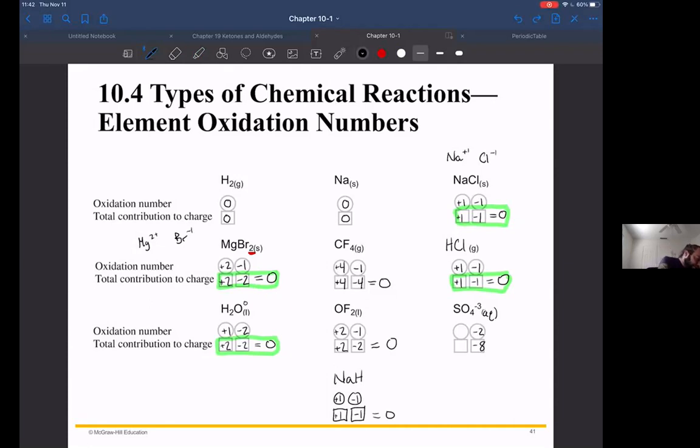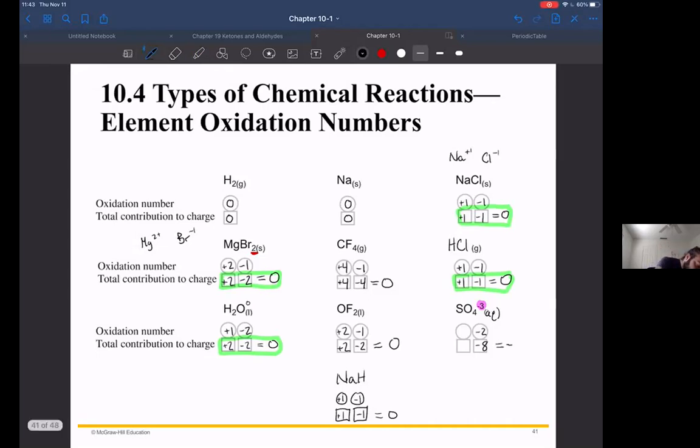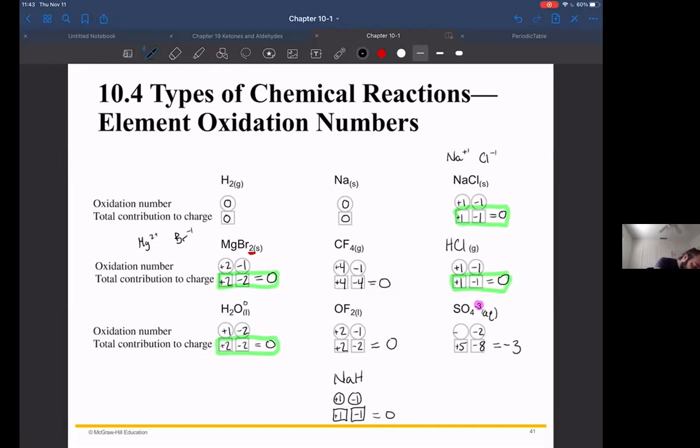All right. And then things get tricky when we have a polyatomic ion, because it has a net charge. Every other example that we've done has a net charge of 0. This sulfate ion has a net charge of -3. So this all has to sum to -3, which means that the contribution to the charge from sulfur has to be +5, right? 5 minus 8 is -3. There's only one sulfur, so that's the oxidation state of the sulfur in that compound.